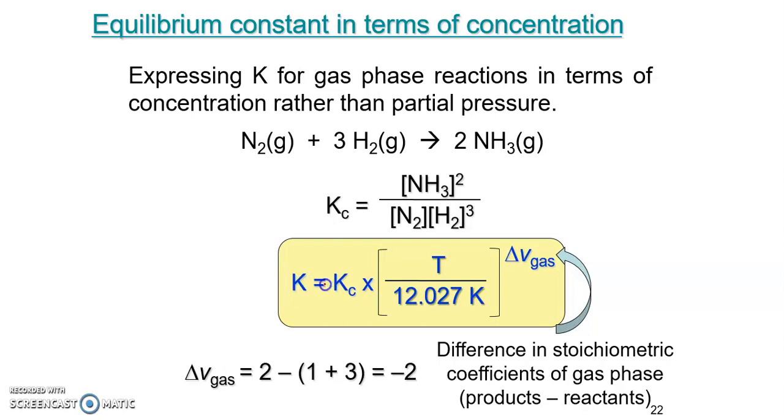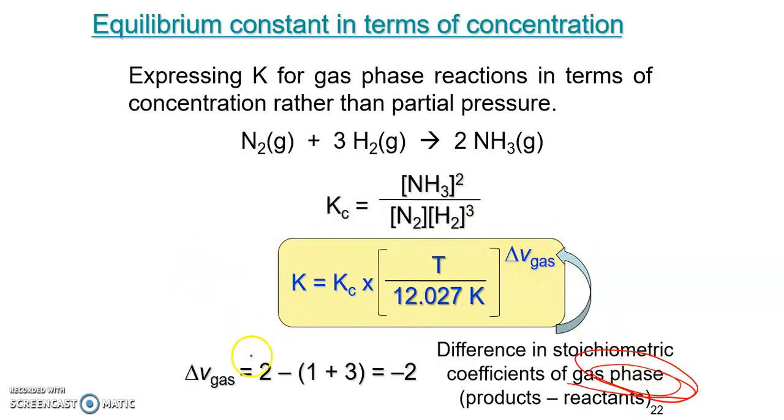So we have K equal to Kc times (T over 12.027), where T is our temperature, in the bracket, to the power of delta v gas. What is meant by delta v gas? Delta v gas is the difference in stoichiometric coefficients of the gas phase products minus reactants. So you remember it only applies to gas phase.